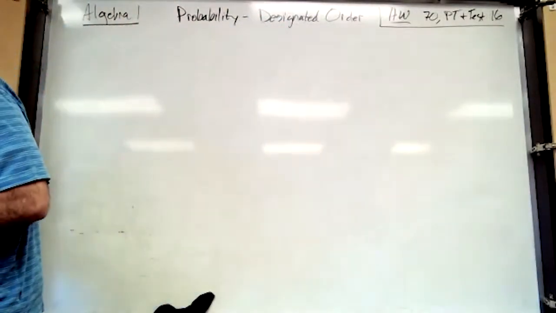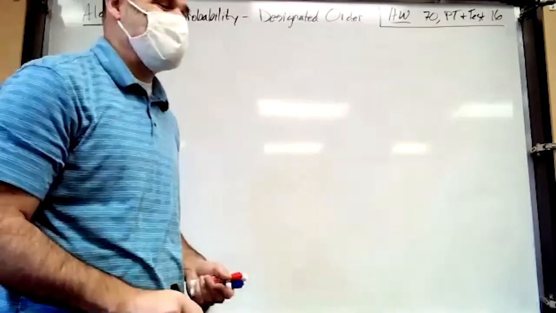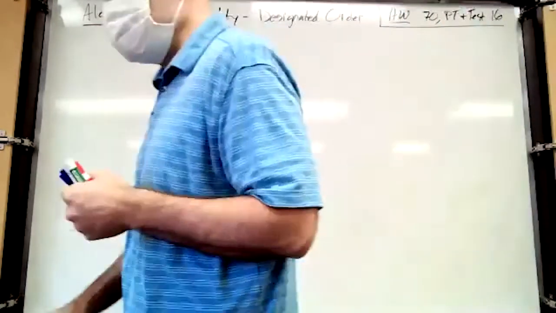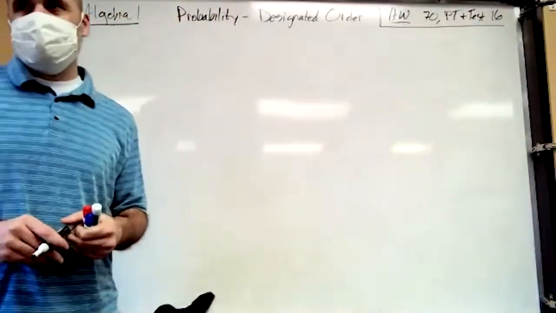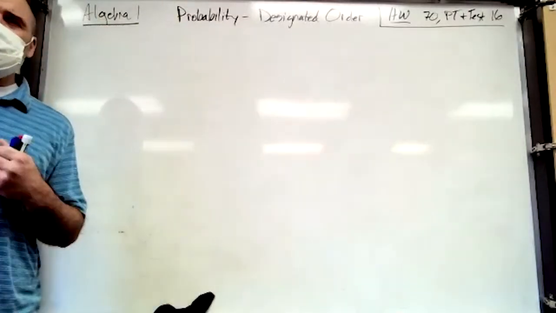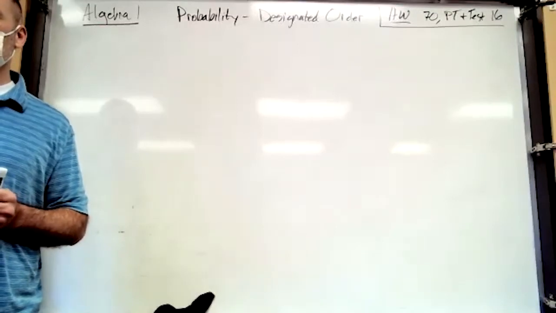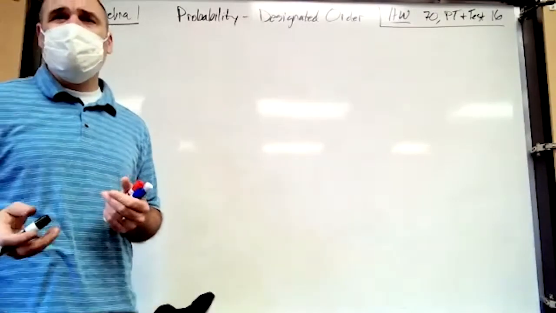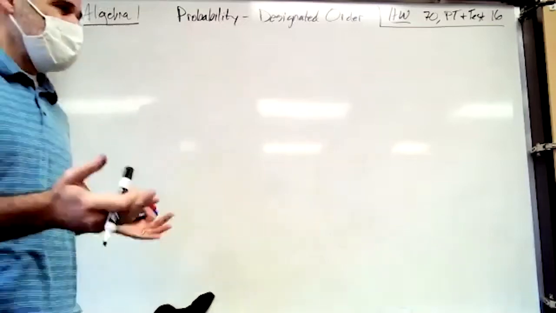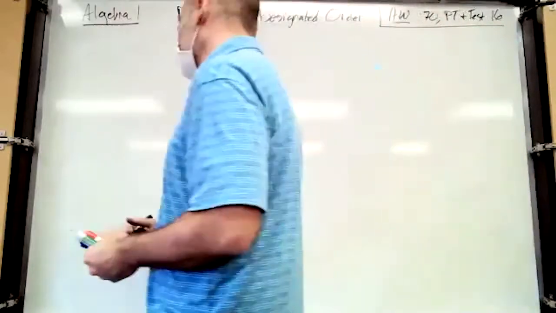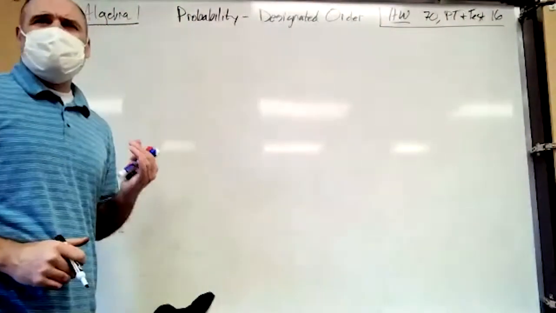Designated order. Okay, so let's say that you're flipping a coin and you want to know what's the probability that you get a heads 3 times in a row? Well, first of all, what's the probability of you just getting a heads 1 time? Do you remember? 50%. Yeah, 50%. 1 out of 2 possible total choices, heads is one of them. So 1/2.